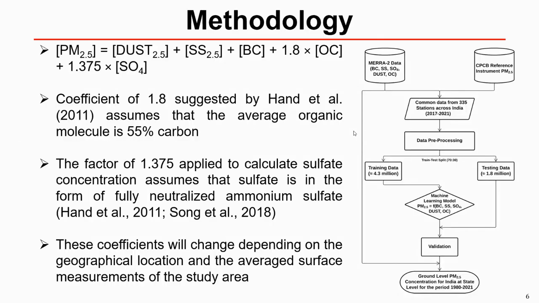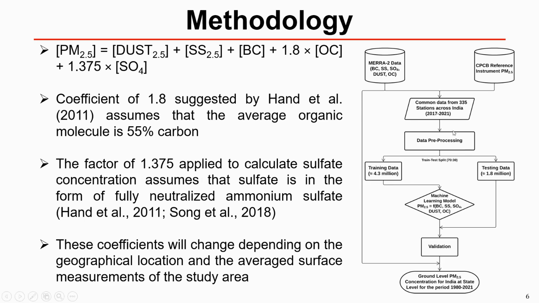If we look into the empirical equation, we can see that it is basically dust plus sea salt plus black carbon plus 1.82 organic carbon plus 1.375 into sulfate. However, these coefficients will change depending on the geographical location and the average surface measurements of the study area. So applying the same equation everywhere is not the right approach.